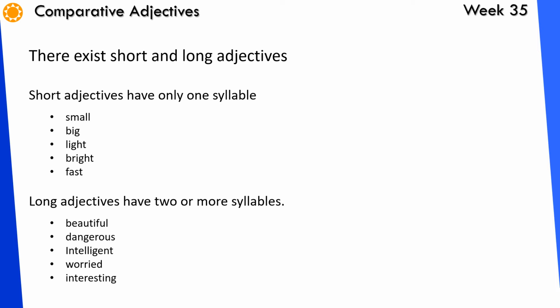There exist short and long adjectives. Short adjectives have only one syllable: small, big, light, bright, fast. Long adjectives have two or more syllables: beautiful, 3. Dangerous, 3. Intelligent, 4. Worried, 2. Interesting, 4. Those are long adjectives.